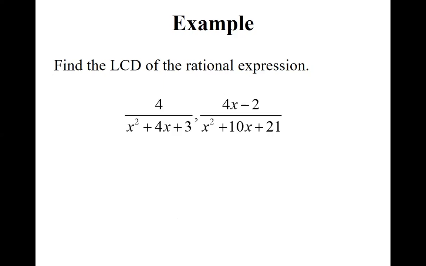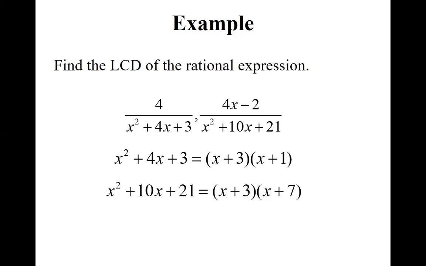Another one. Now let's look at 4 over x squared plus 4x plus 3 and 4x minus 2 over x squared plus 10x plus 21. We need to factor the denominators. So for x squared plus 4x plus 3, we need numbers that multiply to positive 3 and add to positive 4. That's positive 3 and positive 1. For x squared plus 10x plus 21, we need numbers that multiply to 21 and add to 10. That's plus 7 and plus 3.